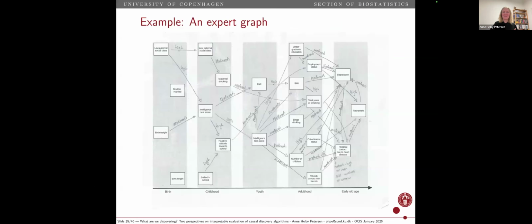And just to give you an example of what that looks like, this is one of the experts' graphs. Their individual model, they had a template and then they could draw in their edges. And that's a very time-consuming procedure. I'm sure a lot of people here know.